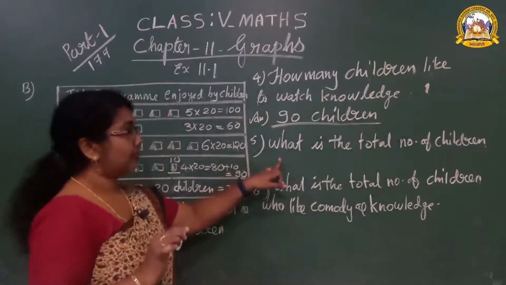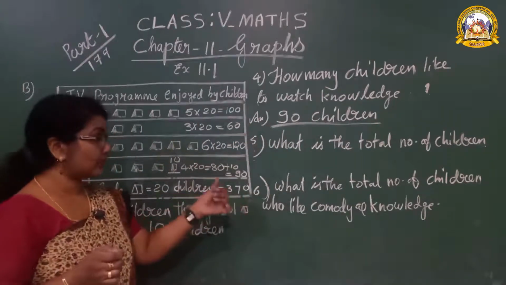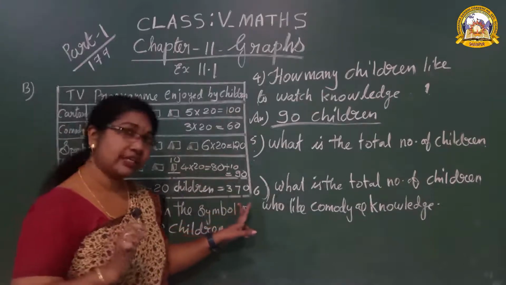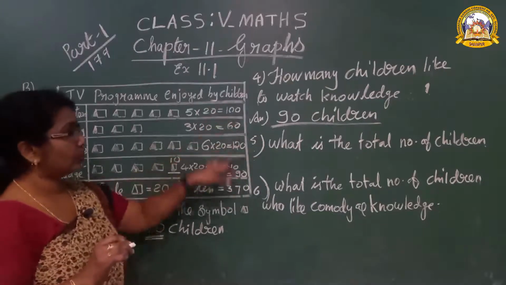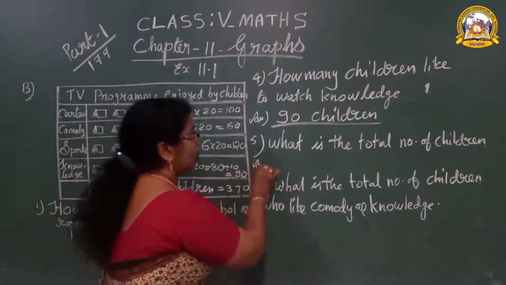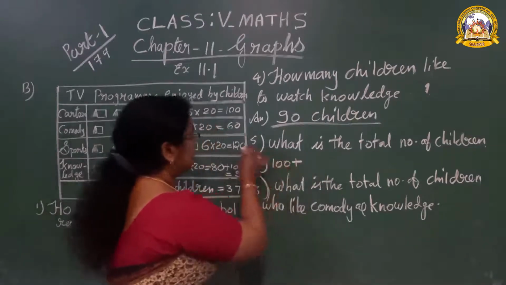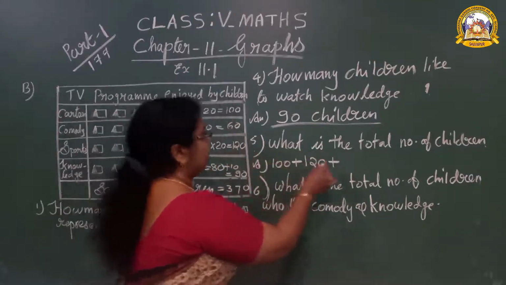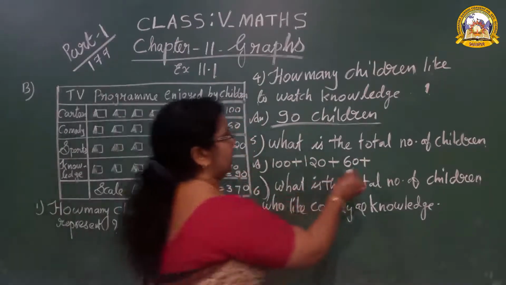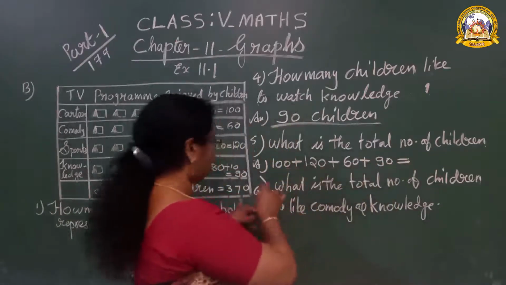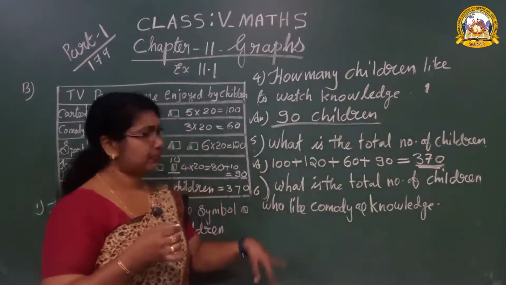Now see the fifth question. What is the total number of children? Already you added. What is the total number of children who were surveyed? 370. How did you get 370? For each program: cartoon, sports, comedy, sports, knowledge. If you add all of this, you will get the number 370. So 100 plus 120 plus 60 plus 100, 60, 120 plus 90. If you add all these numbers, you know already the number is 370. What is the total number of children? 370.